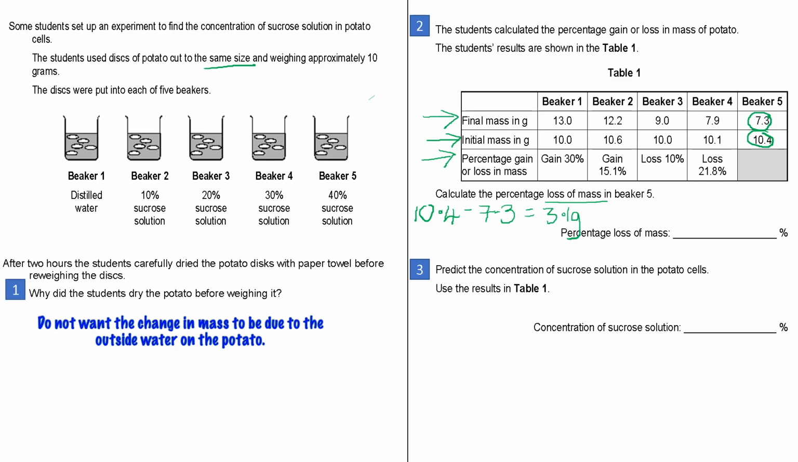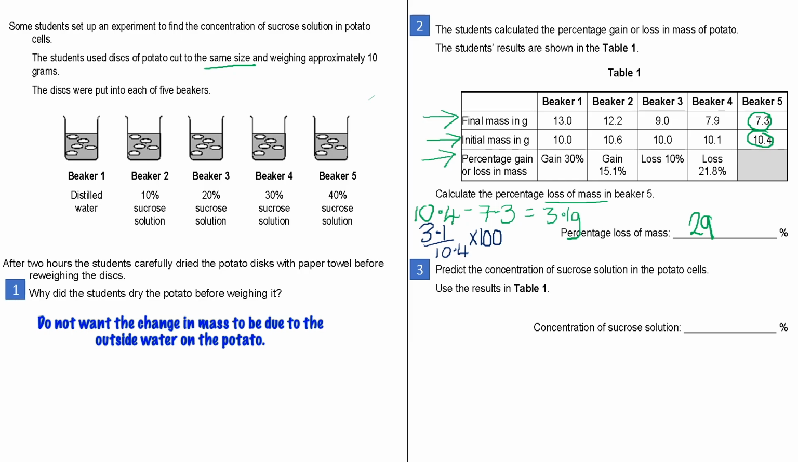Now to work out the percentage loss, we have the change in mass, which we've just worked out as being 3.1, and we divide that by the starting mass, which was 10.4, and then to turn that into a percentage, we multiply by 100. And if we work that out, we will get our answer as being 29% loss of mass.